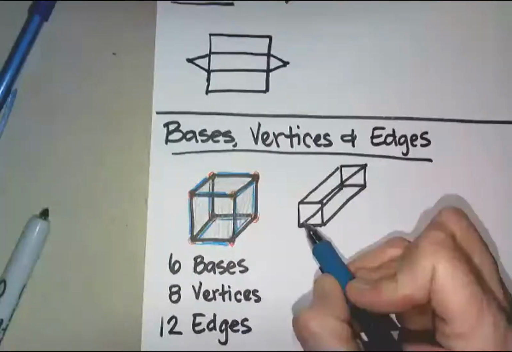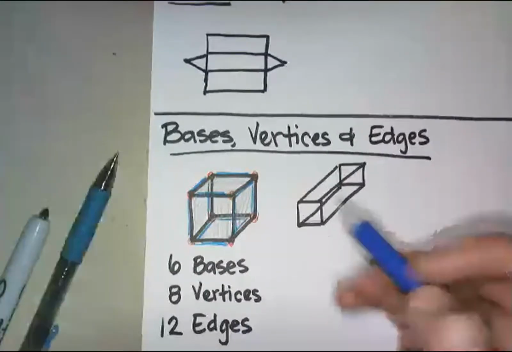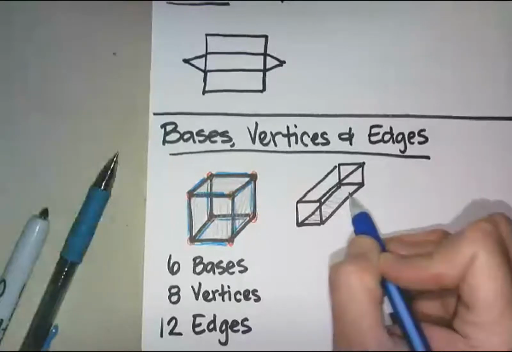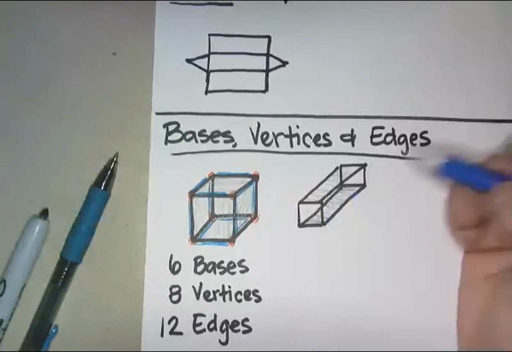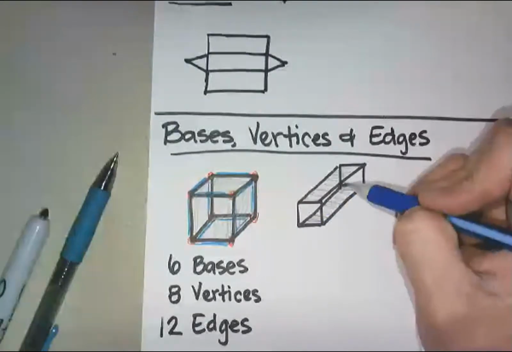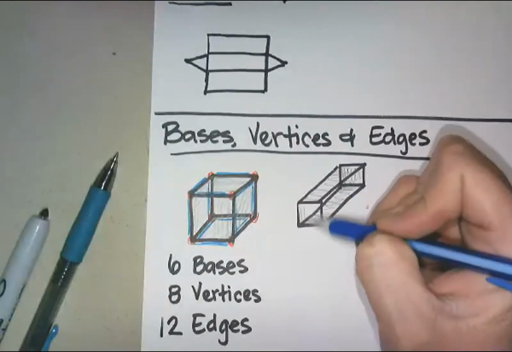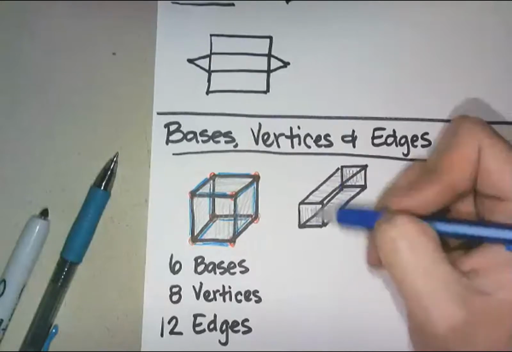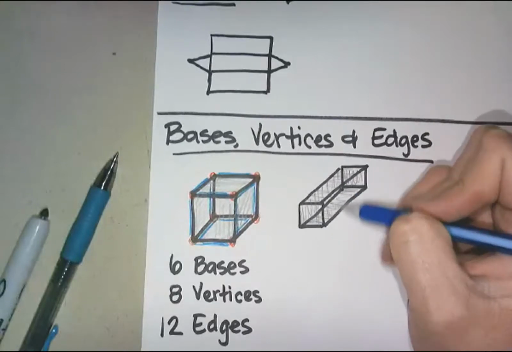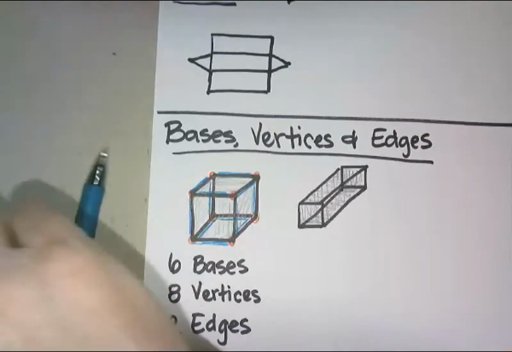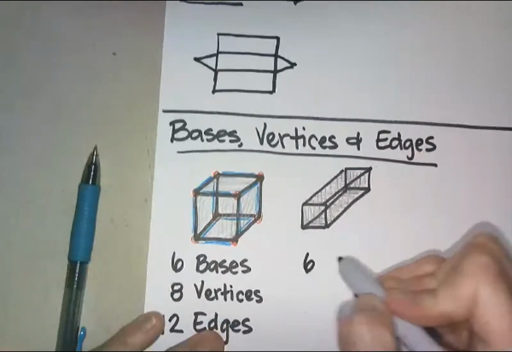I'll show you here. Let me go back to my pencil here. You got your bottom, that's 1. You got your top here. You got your back, 3. You got your front, 4. And then you got your sides. Okay, so you got 5, and then over here, 6. So that is my proof that it has 6 bases.